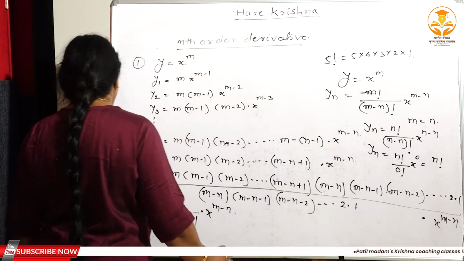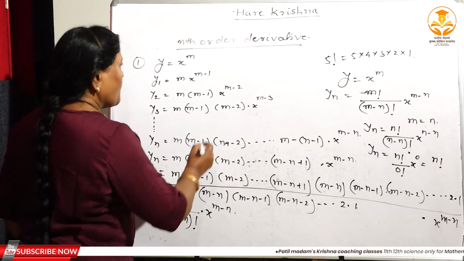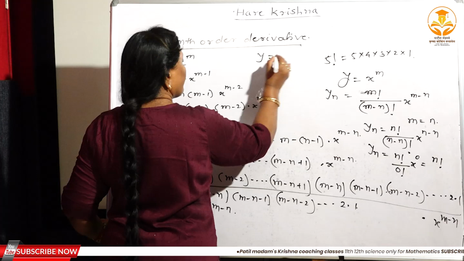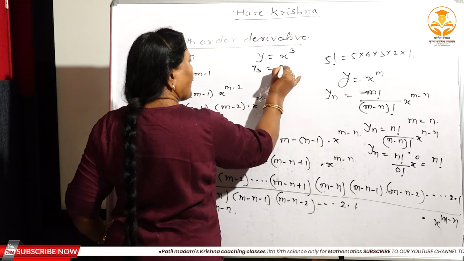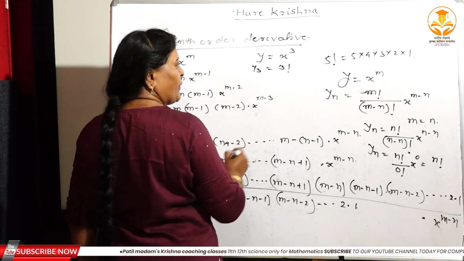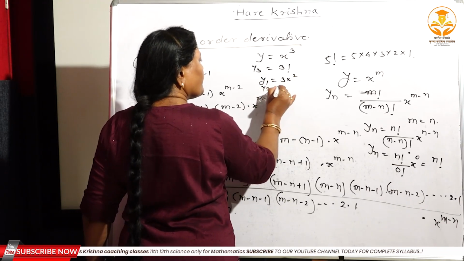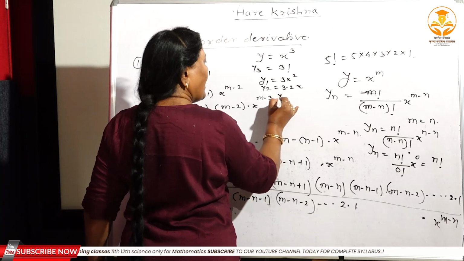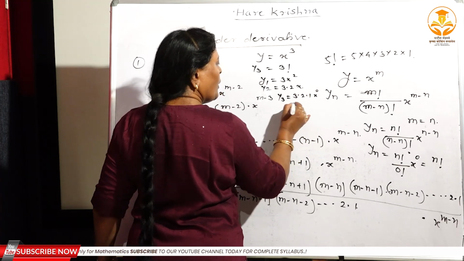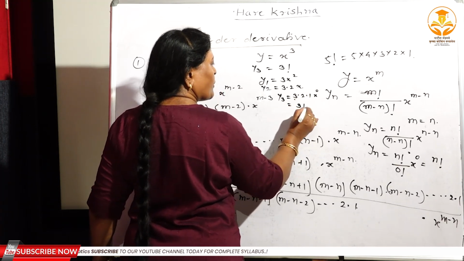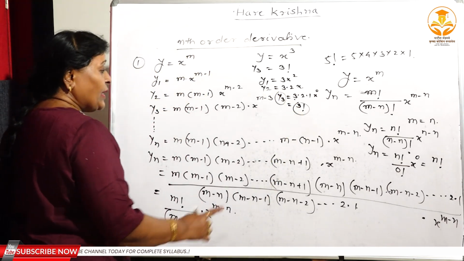So suppose, see here, suppose y is equal to x to the power 3, then y3 must be factorial 3, isn't it? Because m is equal to n. Now see, try to find this. y1 is equal to 3x square, again y2 is equal to 3 into 2 into x, and again y3 is equal to 3 into 2 into 1 into x to the power 0, means 3 into 2 into 1, that is equal to factorial 3, and here you have got y3 is equal to factorial 3, isn't it? So this is the second result.